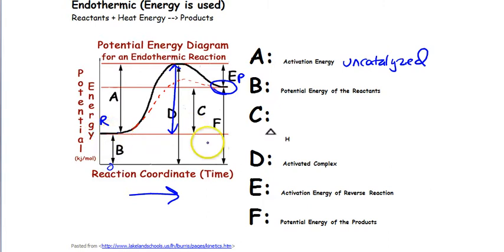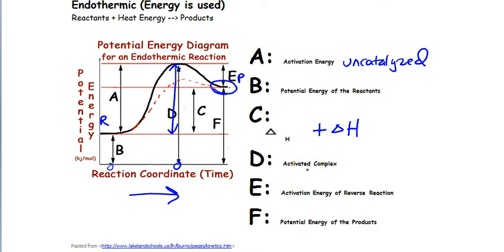C is your delta H. Again, it's your products and then minus the reactant, and so you end up with a positive delta H because it's endothermic. Your activated complex is from 0 up to your peak, and so that would be D.